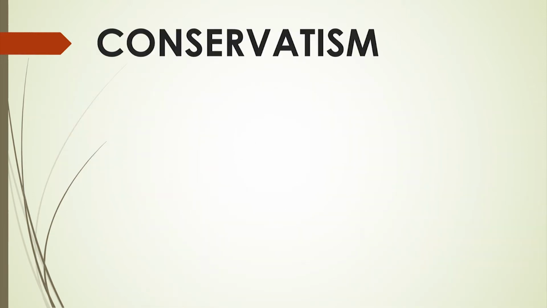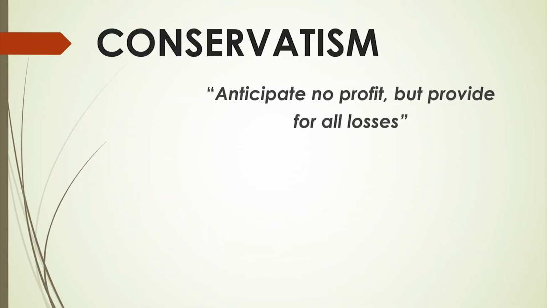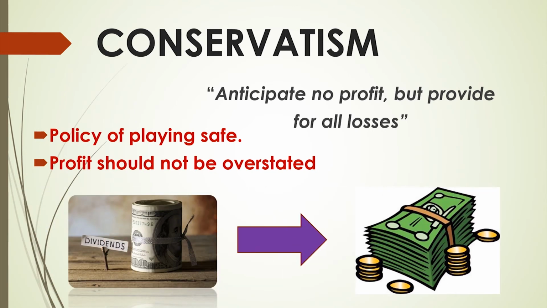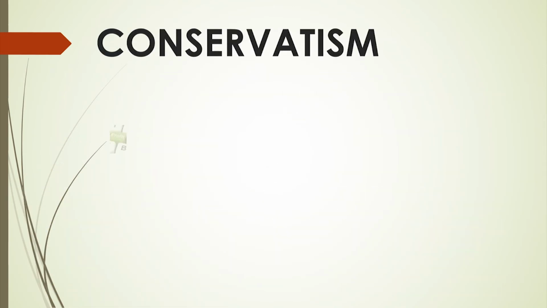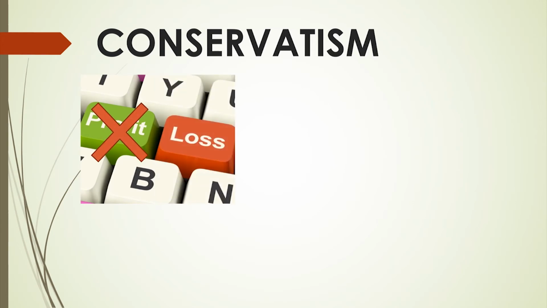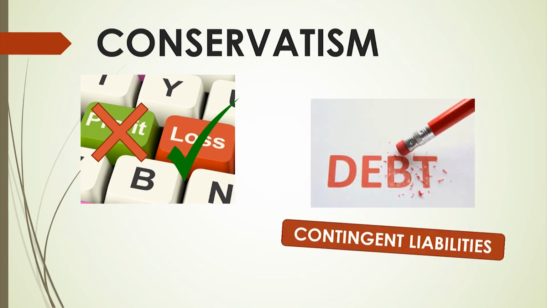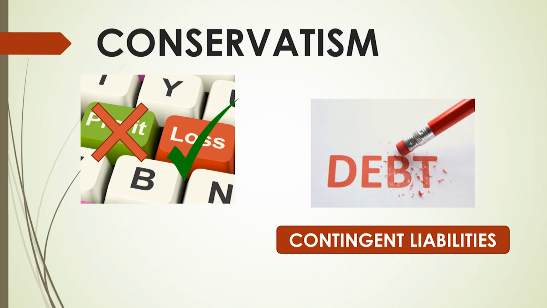Next is conservatism. Anticipate no profits but provide for all losses. It is based on the policy of playing safe in regard to showing profit. As per this convention, profit should not be overstated because, if so happens, it may lead to distribution of dividend out of capital. For future events, profits are not anticipated, but provisions for losses are provided as a policy of conservatism. Under this policy, provisions are made for doubtful debts as well as contingent liability, but we do not consider any anticipatory gain.